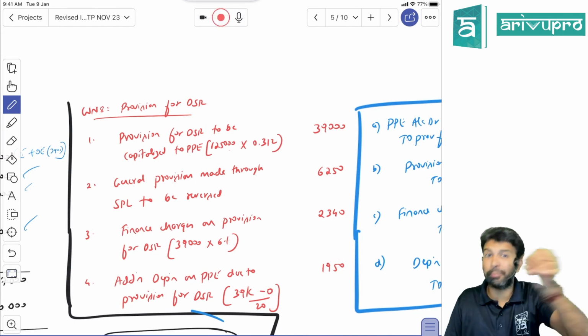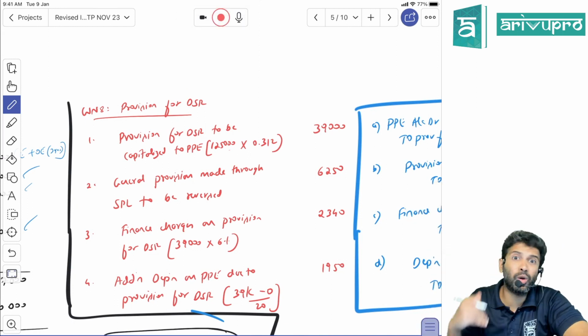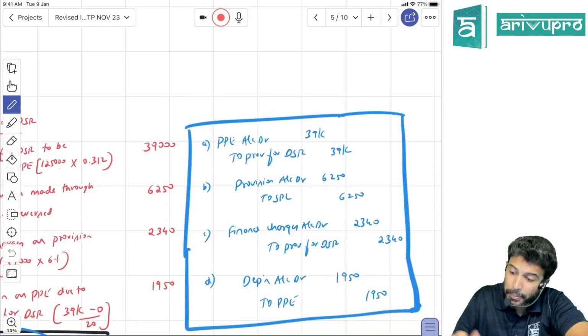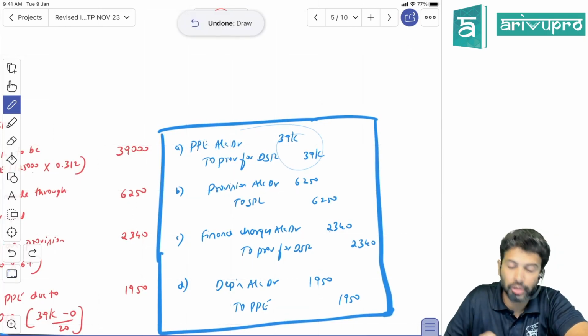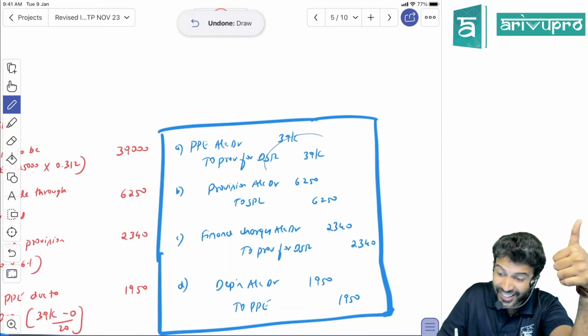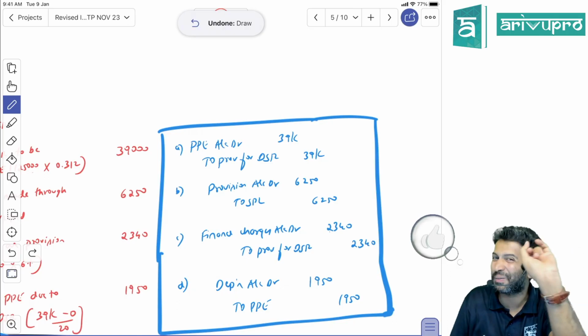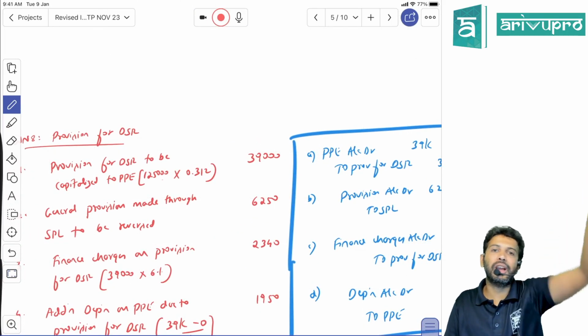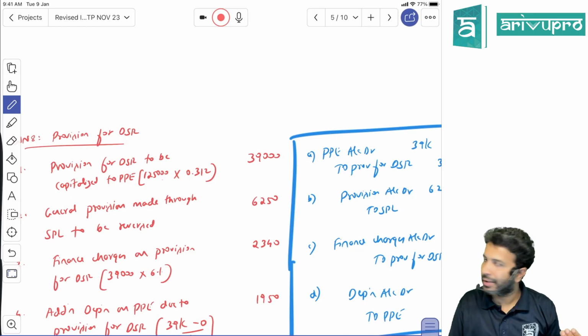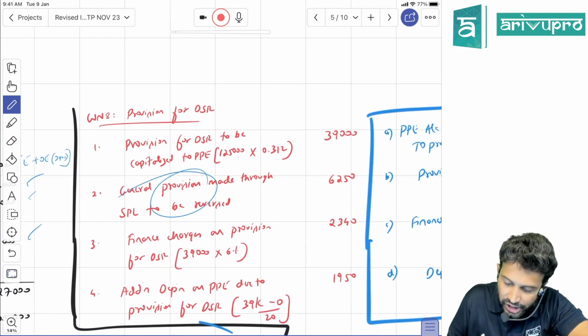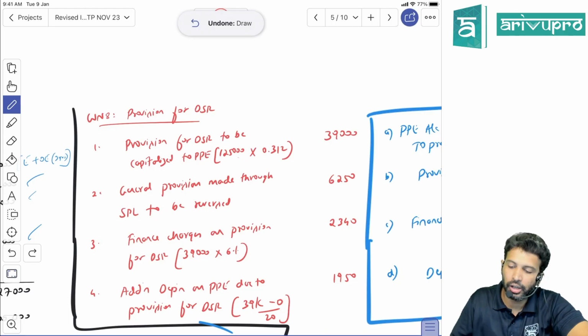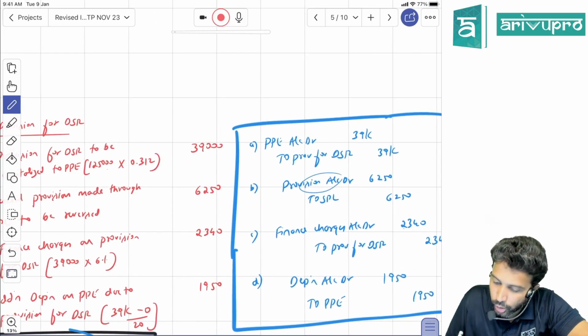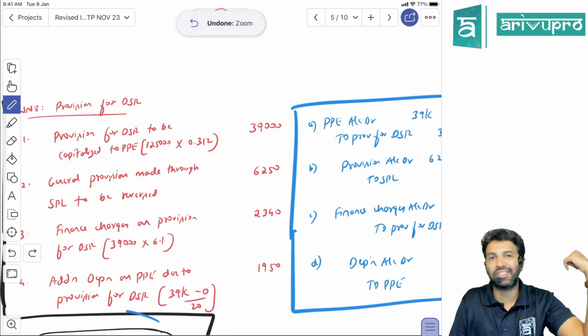Now means current year beginning. Will you write SPL account debit to provision for DSR? No. You write PPE account debit to provision for DSR 39,000. That is one. That means this particular adjustment impacts PPE also. Keep this in mind. Alright, that is one. Then what did they do? They passed the journal entry SPL account debit to provision. Is that acceptable? No, you need to reverse that. They made the general provision which we need to reverse. Correct? So the entry for that will be provision account debit to SPL 6250, because they have made 6250 with provision.